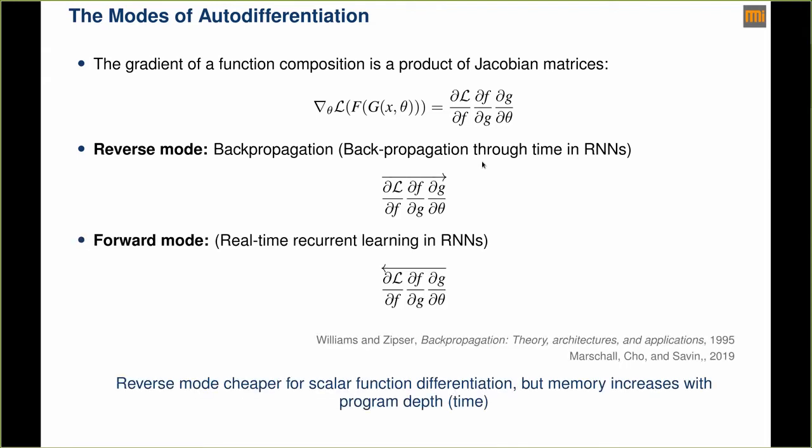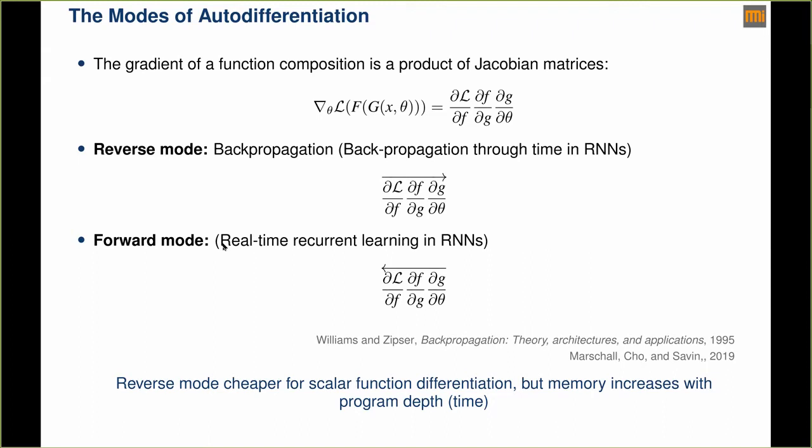So what happens if we do this in the other direction? We start from the right and then we go left. This is called the forward mode auto differentiation. And one example of this in recurrent neural networks is real-time recurrent learning. This is actually a learning rule that was discovered already more than 20 years ago. Actually, I think this citation is even incorrect. It should be an earlier one. So it's been around for a while.